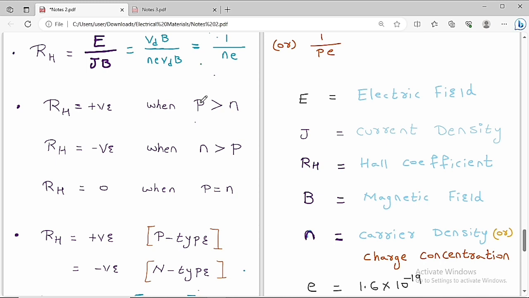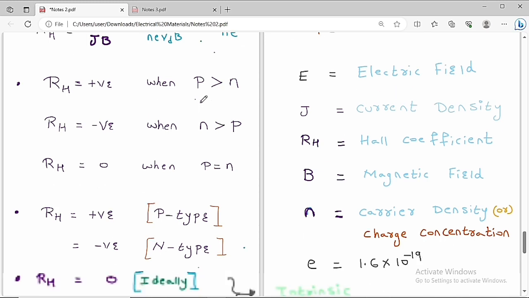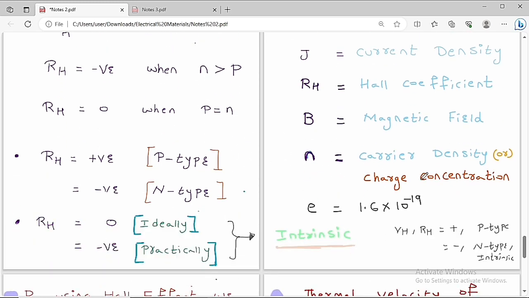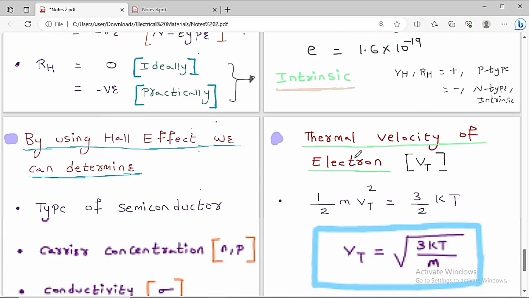What is e? It's a numerical value, which is 1.6 × 10 to the power minus 19. It's the amount of charge of a given particle, 1.6 × 10 to the power minus 19. So this is a very, very important thing you have to keep in your mind.